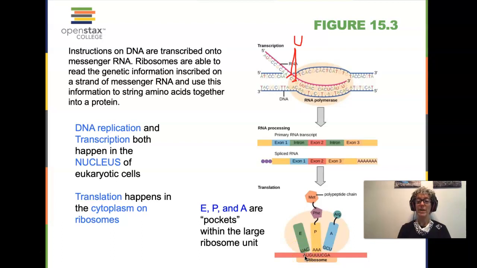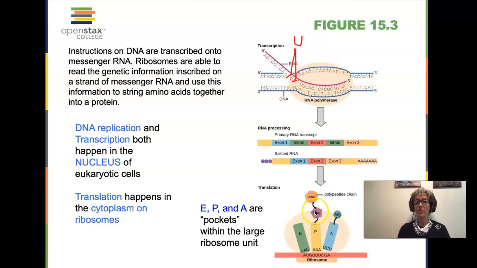So if the messenger RNA has an AUG, there will be a tRNA with the anticodon UAC, because A pairs with U, U pairs with A, G pairs with C. The second codon on this messenger RNA is UUU, so the tRNA with the anticodon AAA will deliver the amino acid that is specified by the codon UUU.